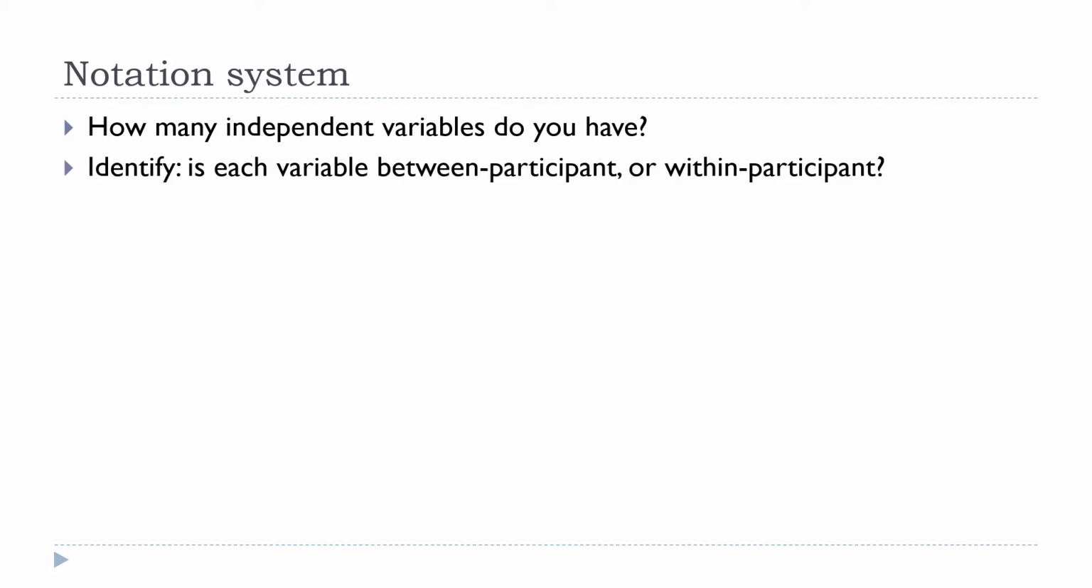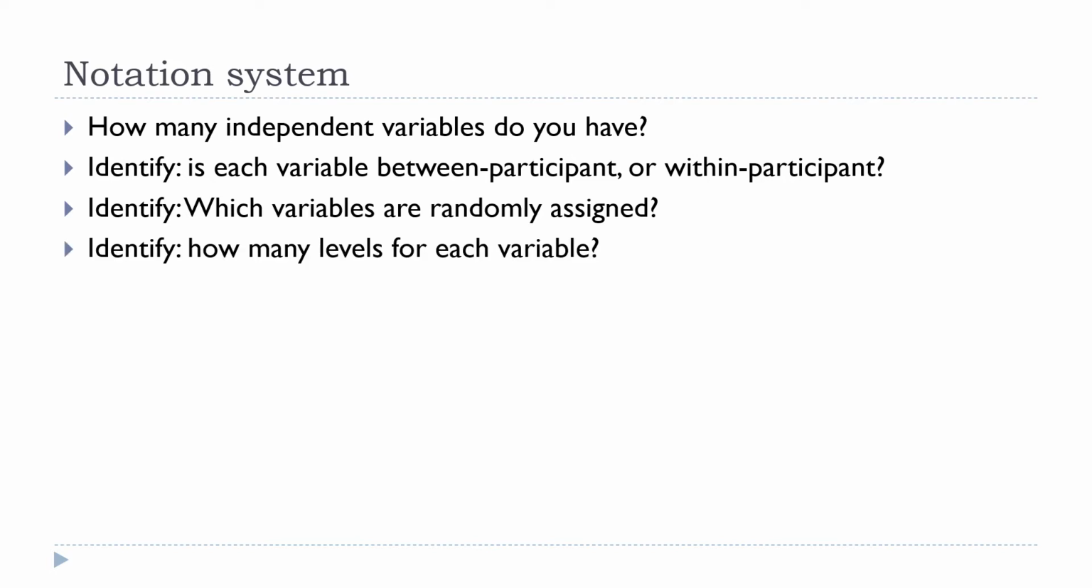We use a specific notation system when talking about our design. I'm going to go through the different pieces and then I'm going to go through an example of what that looks like. So first of all, you have to figure out how many independent variables you have in your study. And then you have to identify the type of variable that you're working with. Is it between participant? Is it within participant? You have to do this for each of the variables in your study. You also have to identify which of your variables is randomly assigned. And then you also have to clarify how many levels you have for each variable.